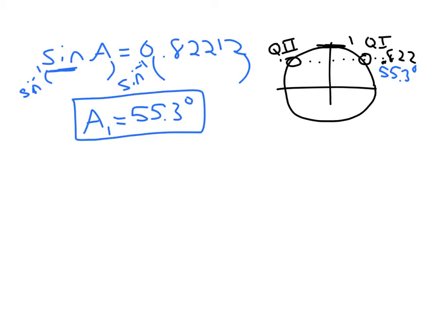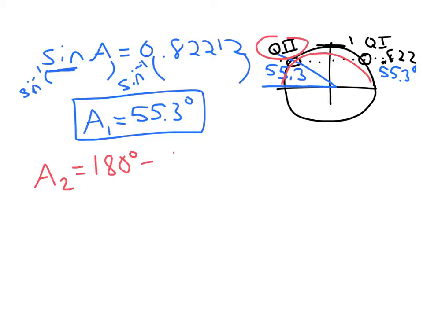Okay, but there is also a solution in quadrant 2. If you set up that 55.3 degrees as a reference angle over here in quadrant 2, then to find the quadrant 2 solution, I'll call that A2, you could take 180, that would be the entire upper half of the unit circle here, and subtract the wedge over here. So subtract 55.3 degrees. And this gives you another possible angle A, measuring 124.7 degrees.